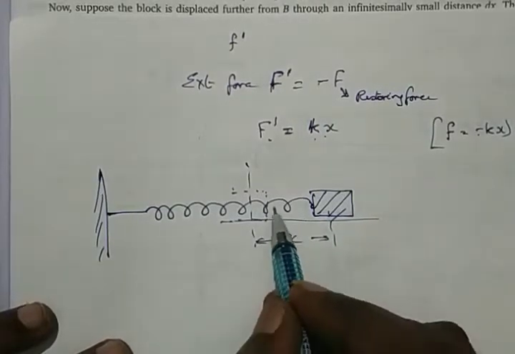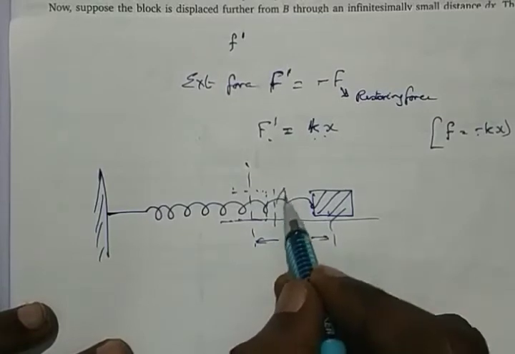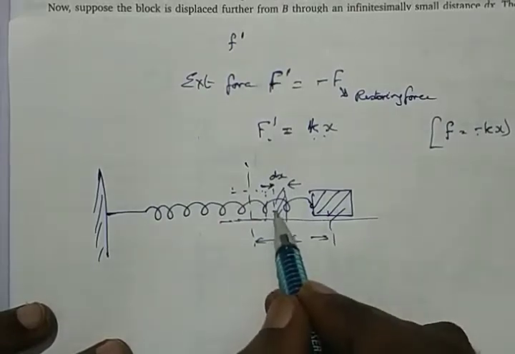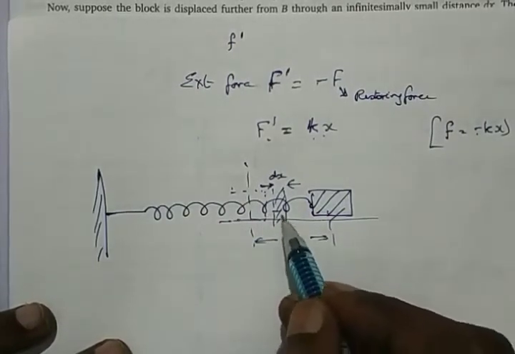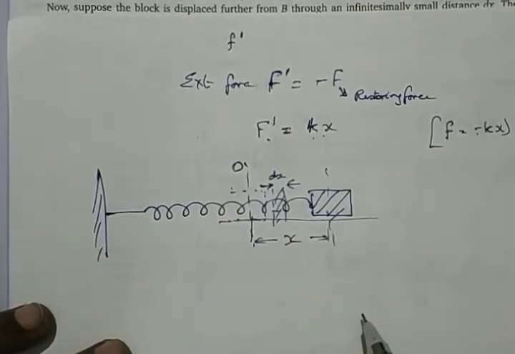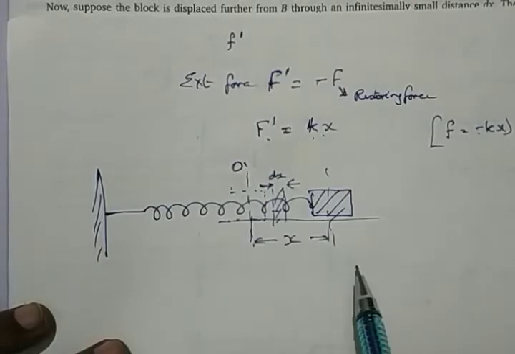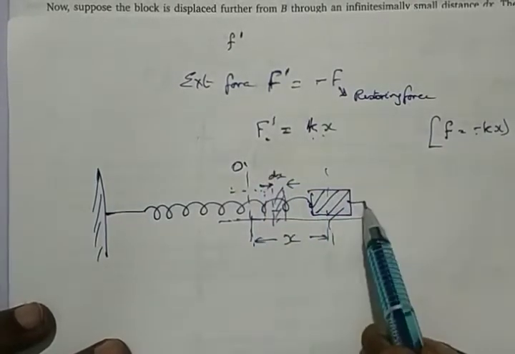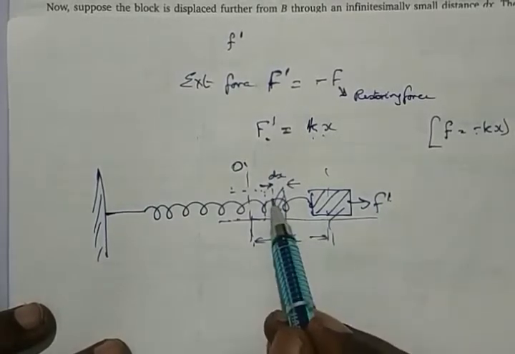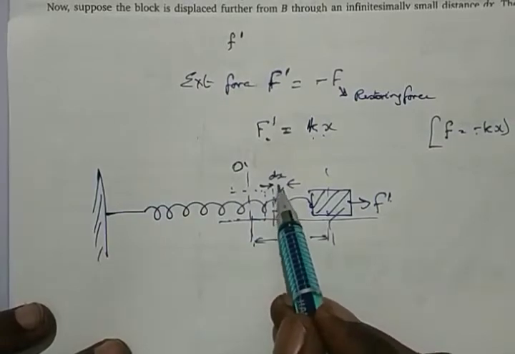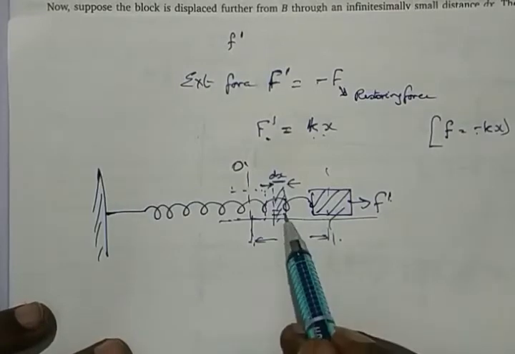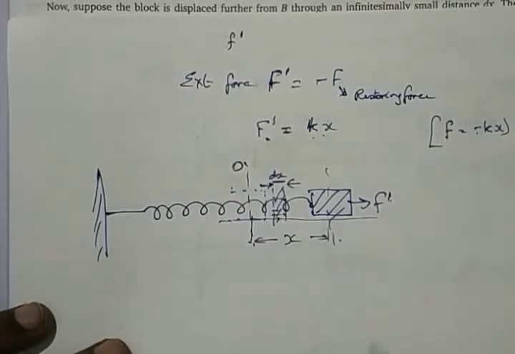What you do is consider a very small displacement called dx. For this small displacement, you work out how much work needs to be done, and then we can integrate between 0 to x. Again, I am repeating: once the external force F dash acts on this body, we will see how much work is done for a small distance dx, not for the entire x, only for a short distance. Then we'll see how it's going to be.